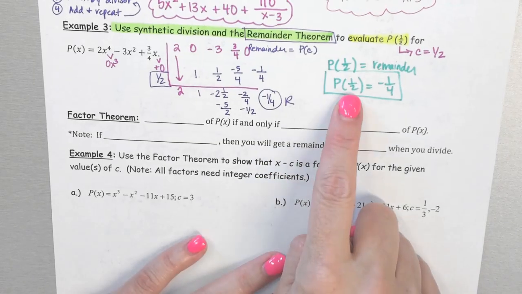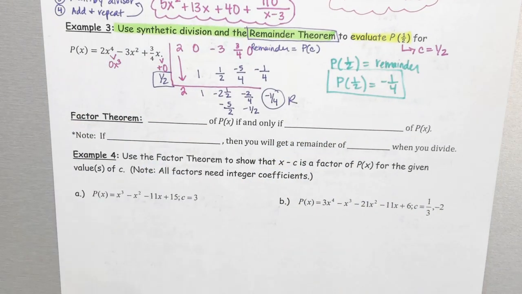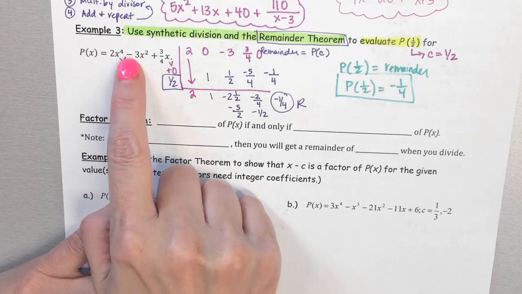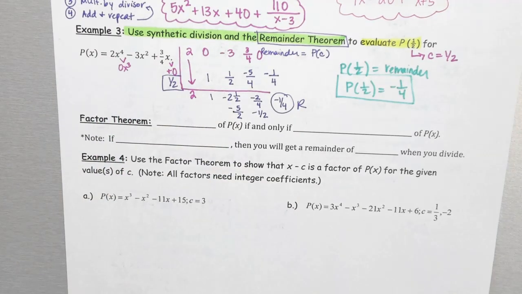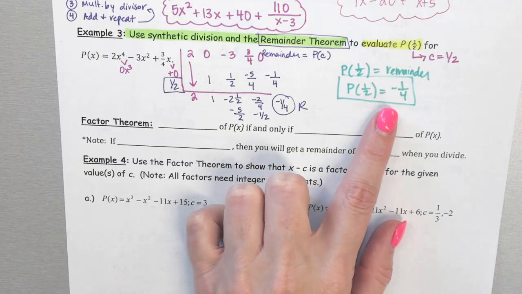Okay, now if you were to take this 1/2 and plug this in here, you would get the exact same answer. So if you did 1/2 to the 4th power times 2 minus 3 times 1/2 squared plus 3/4 times 1/2, you would get negative 1/4. Those are the same. But we're using the remainder theorem to show what that's going to be.